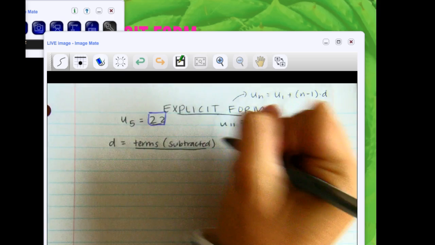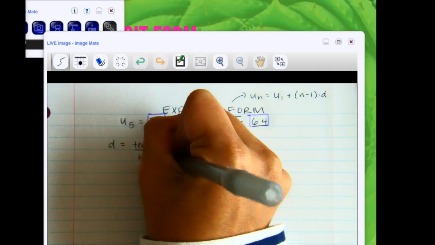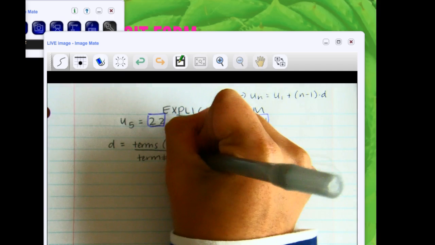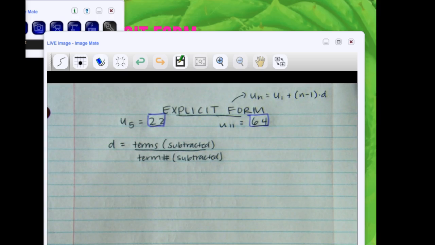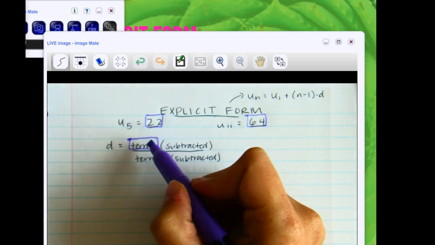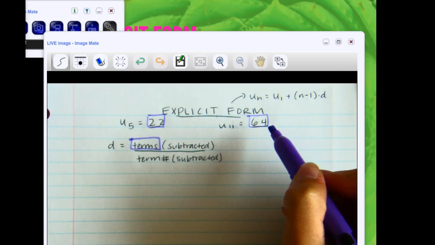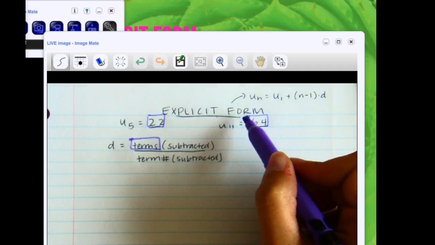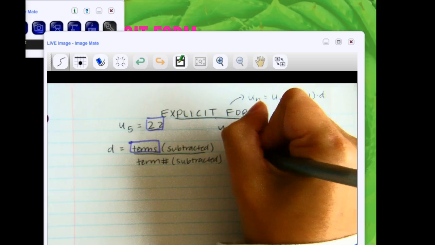And then I'm going to put that over the term number. And again, I'm going to subtract those 2 values. So here's what I mean by that. The terms are the values that I've squared here. So 22 is my 5th term. 64 is a term in my sequence. So to find or calculate my difference, I'm going to subtract these 2 numbers.